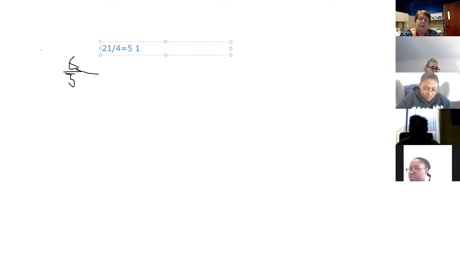I don't want to beat a dead horse. You guys, this is the basics here. Okay. So which fraction's bigger? Which one's bigger, 1/2 or 1/3? 1/2. Yes. Okay. So the fraction with the smaller denominator is a bigger fraction.